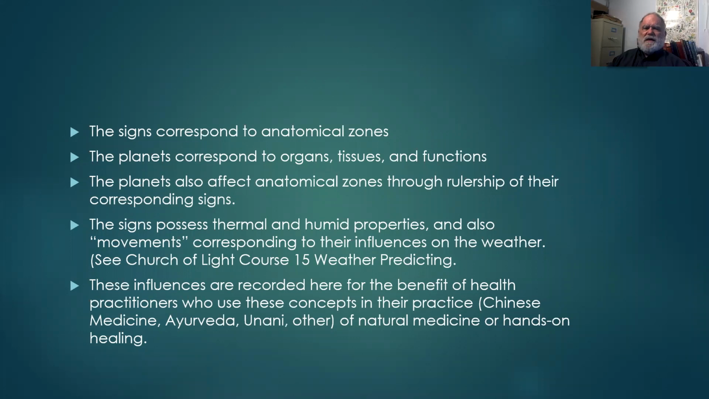Okay. The signs possess what we call thermal properties. They can be hot or cold, right? Or cool or warm. And also humid properties. They can be more damp or more dry. I found, in the Church of Light course on weather predicting, a description of the thermal, humid, and what we call the windy properties, the movement properties, of the different signs. And so you can see these sometimes expressed in the weather.